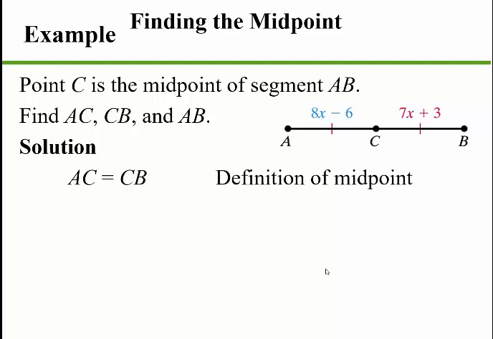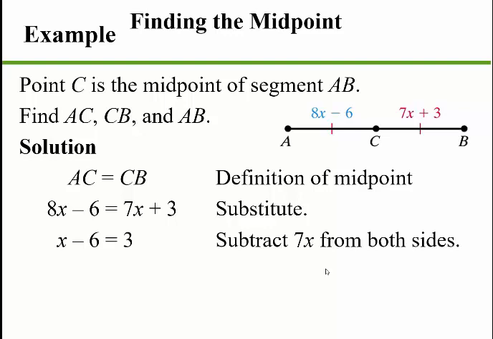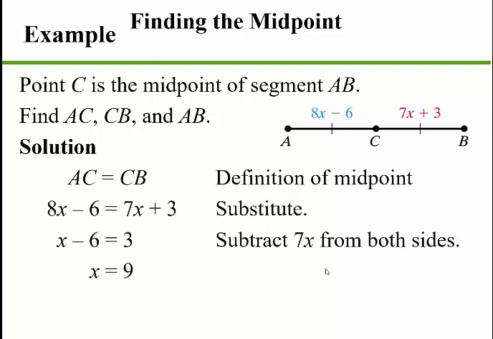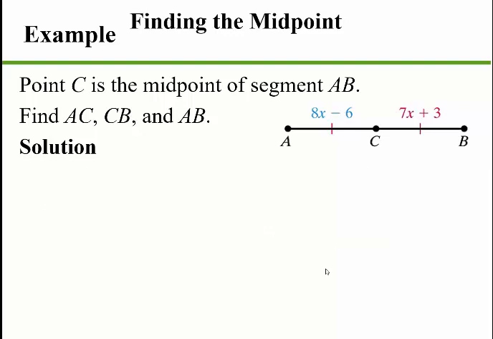So segment AC has to be equal to CB. Substituting in. Next, what we're going to do is subtract the 7x over from both sides. We'll add the 6 over next. We get 9. All right? So that's just what x is equal to. Now what we have to do is use that x to find what the actual distances are, right? What AC is, CB, AB.